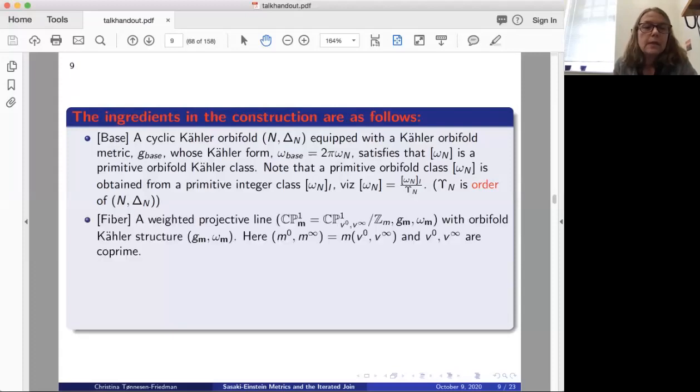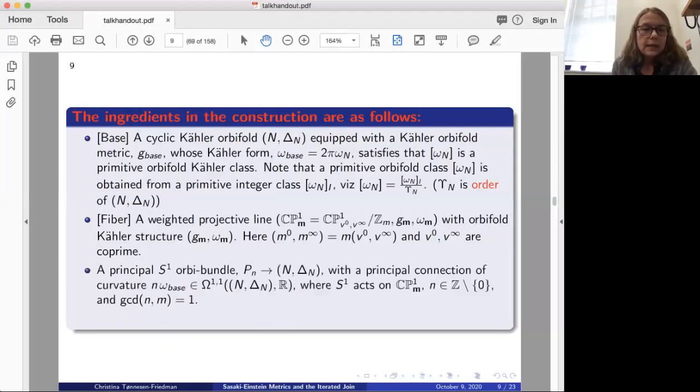And then we have a fiber. This has been done several times by many: the fiber doesn't have to be CP1, it could be a weighted projective line instead. So I'm going to call it CP1_m, where m is a pair of integers that are not necessarily coprime, but if I take out the greatest common divisor, then I'll introduce these letters v_0 and v_infinity. So we can think of this as a weighted projective line over a cyclic group like that.